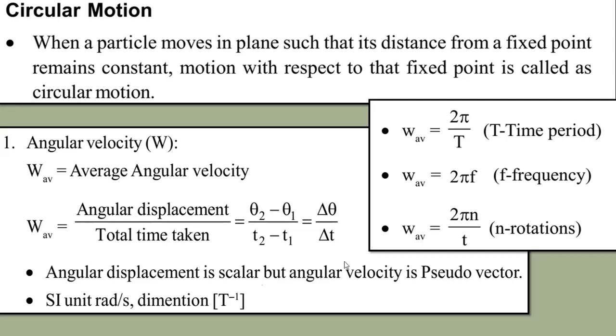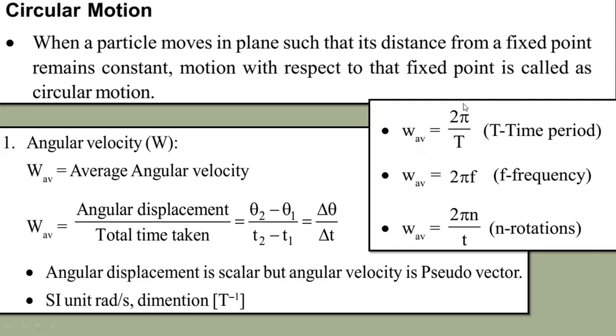So angular velocity omega average, omega av, is equal to angular displacement divided by total time taken. Velocity is displacement divided by time, so angular displacement divided by total time taken: theta 2 minus theta 1 divided by t2 minus t1, so delta theta divided by delta t. Angular displacement is a scalar, but angular velocity is a pseudo vector. Pseudo vector means null vector or false vector. The SI unit of angular velocity is radian per second and its dimension is T raised to minus 1.